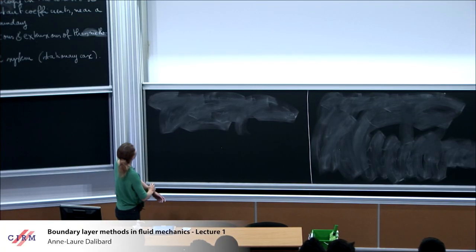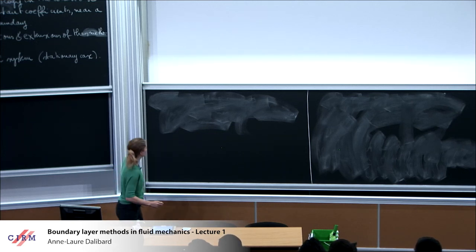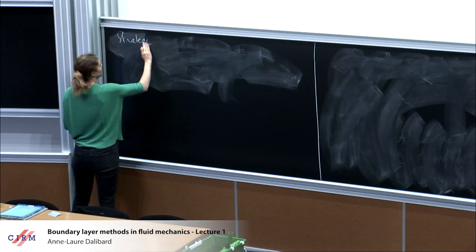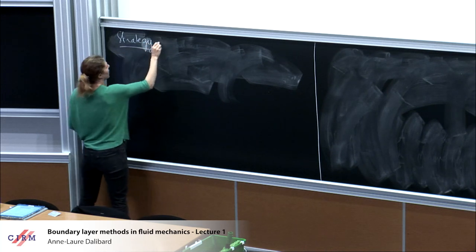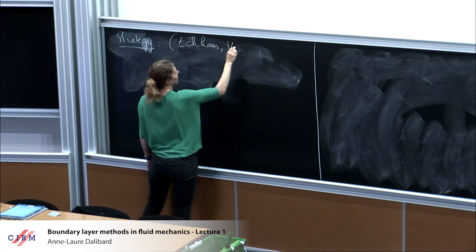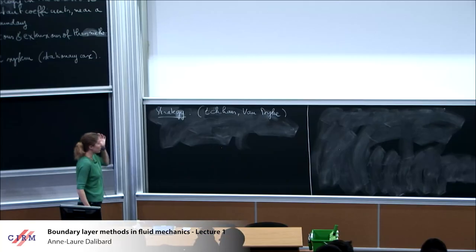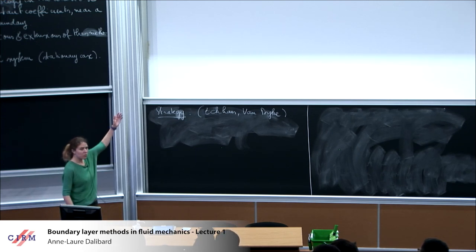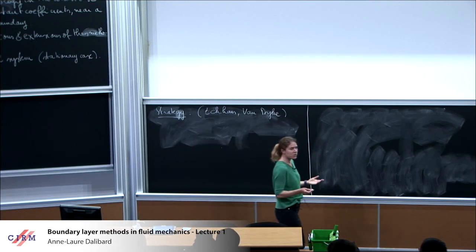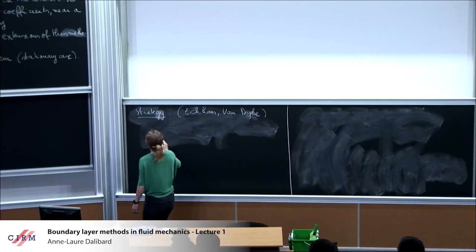Good. So now the question is what you want to do with this operator. The strategy goes back to Eckhaus and Van Dyck, I think, but it's very natural if you think of ODEs at least. The strategy is to look for a solution of this equation which is a modal solution, so it's an exponential.